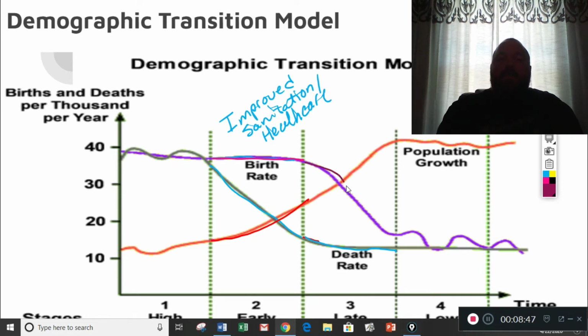So what we see is those birth rates start to drop because there's not as much of a need anymore for children to be born. Because the birth rates are dropping and the death rates are already low, we still have a gap here, but we see the population starts to slow down. The growth starts to slow down towards the end because the births and the deaths are almost equal.